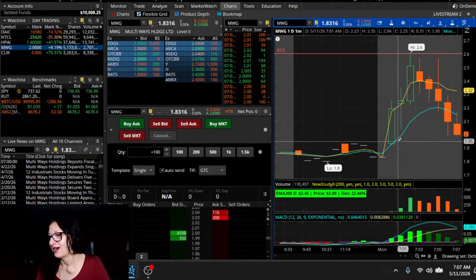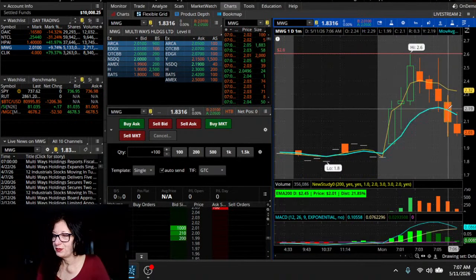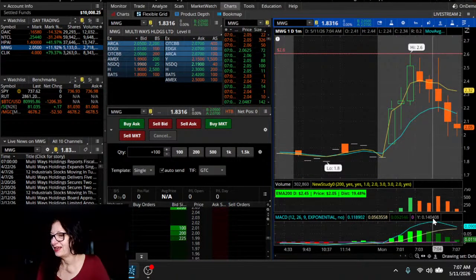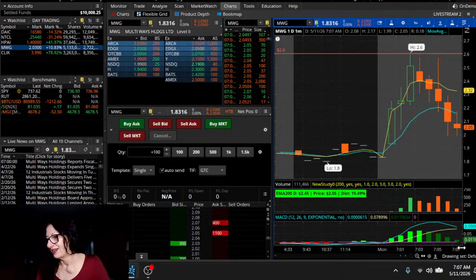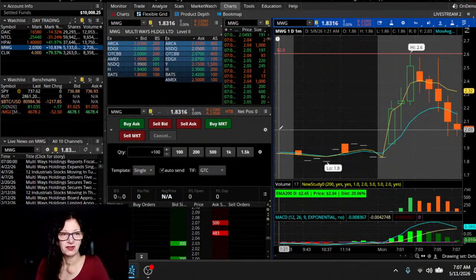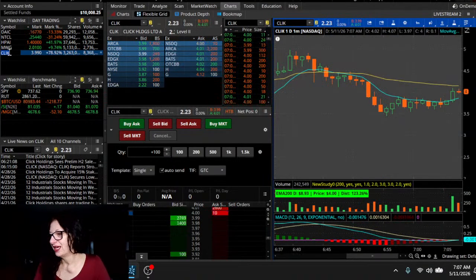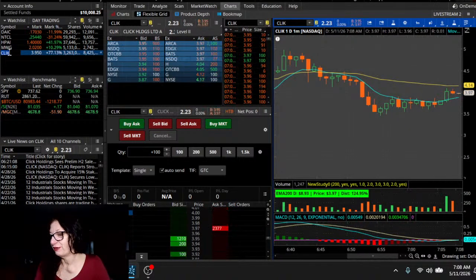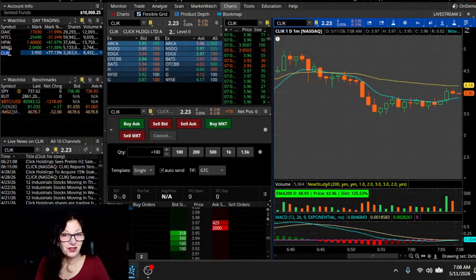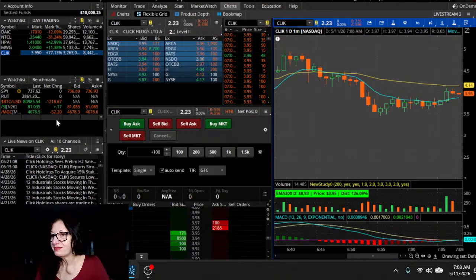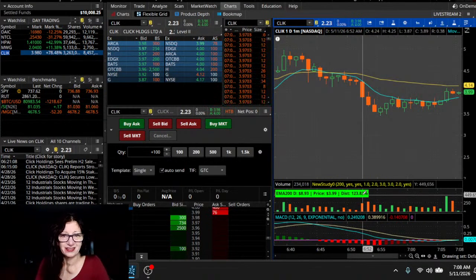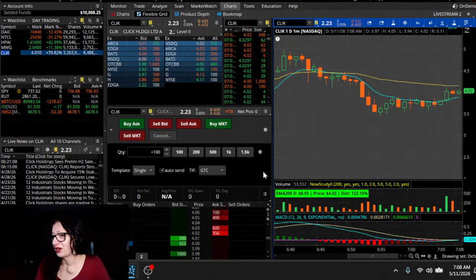MWG is now below VWAP, below the 9 EMA, and the MACD is going to flip over if it keeps going. So CLIK, oh, looks like it's trying to make a break of VWAP. Yeah, thank you so much for sharing your script. I love it. It's really great.